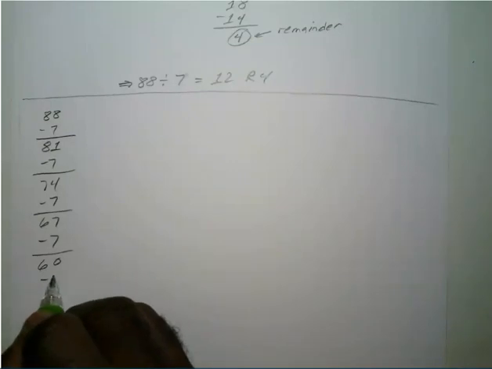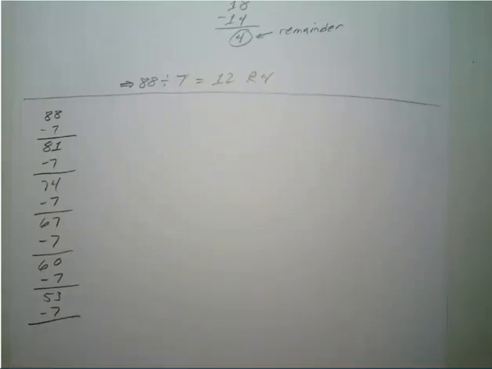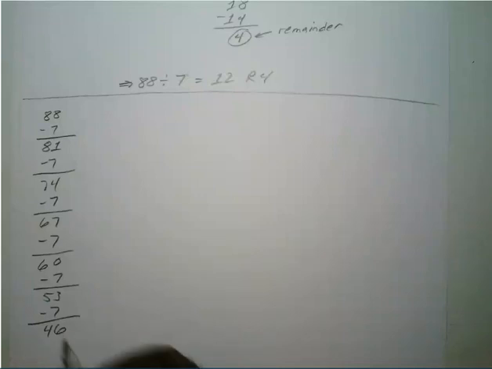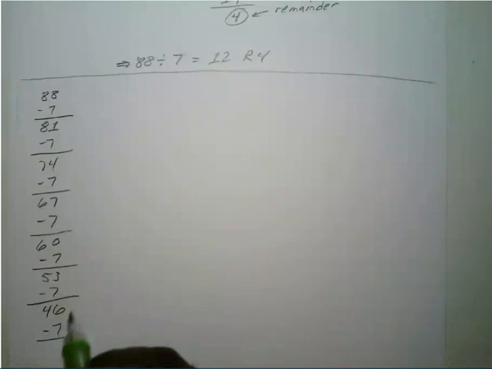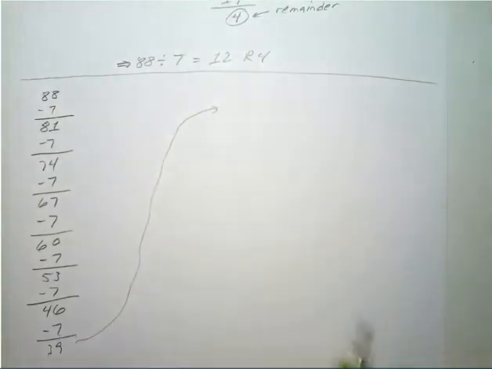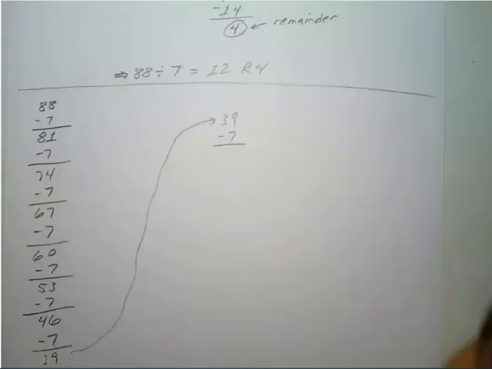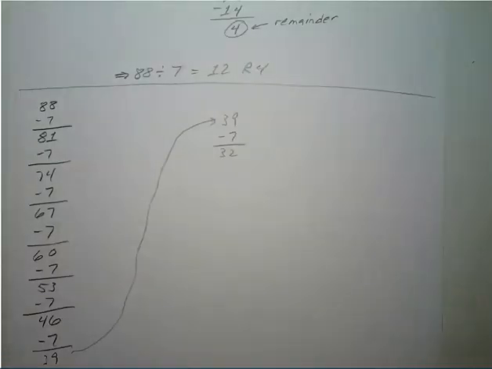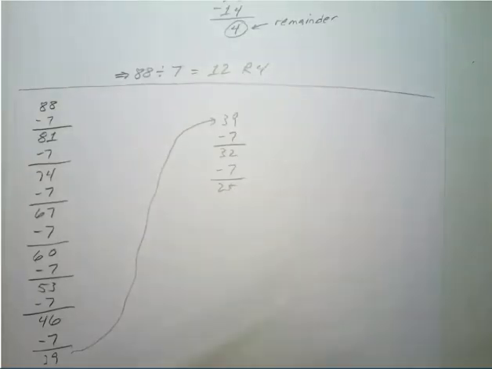What if we subtract 7 again? 60 minus 7 is 53. What if we subtract 7 again? 53 minus 7 is 46. And what if we subtract 7 again? 46 minus 7 is 39. And since we're running out of room, I'll just bring that 39 up here. Okay. What if we subtract 7 again? 39 minus 7 is 32. What if we subtract 7 again? 32 minus 7 is 25.